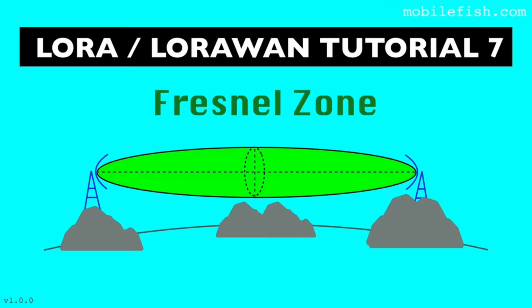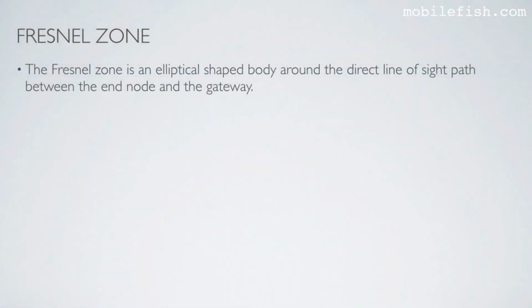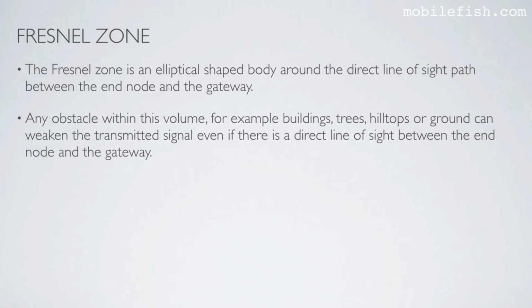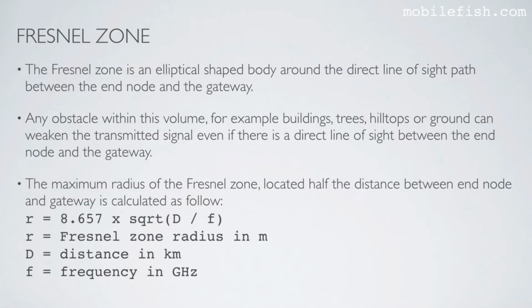In this tutorial, I will explain what the Fresnel Zone is. The Fresnel Zone is an elliptical-shaped body around the direct line of sight path between the end node and the gateway. Any obstacle within this volume, for example buildings, trees, hilltops or ground, can weaken the transmitted signal even if there is a direct line of sight between the end node and the gateway. The maximum radius of the Fresnel zone, located half the distance between end node and gateway, is calculated using this equation.